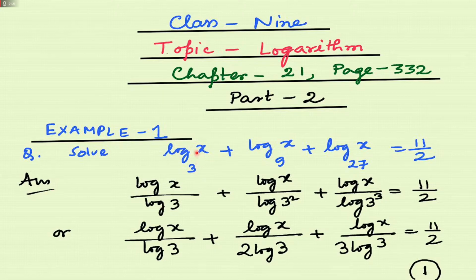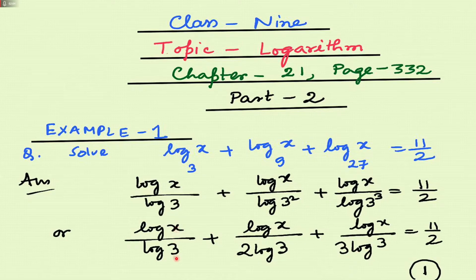Now you can write it as log x by log 3. Actually I am converting the base of this log into 10. So this is log x base 10 and this is log 3 base 10, and by the property of log you can write this. Similarly you can write this as log x by log 9, and this 9 can also be written as 3 square. Now this 27 can be written as log x by log 27, that means log 3 cube, and this is 11 by 2. Now this 2 will come forward of this log, so this is 2 log 3 and this is 3 log 3.